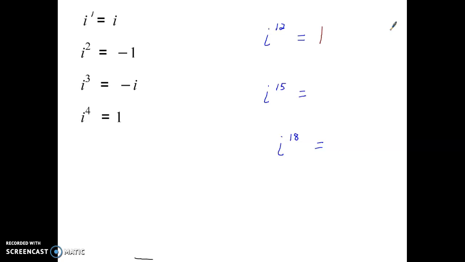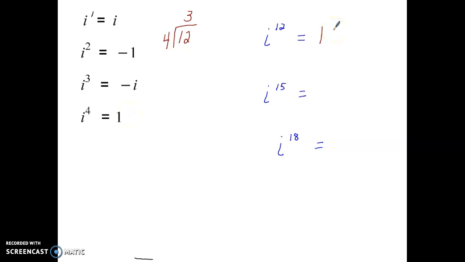So mathematically, what we would do is look at our exponent, which is 12, and divide that by 4. 4 goes into 12 3 times. That means there would be no remainder. So if it's divisible by 4, our value of i raised to that power would just equal the number 1.